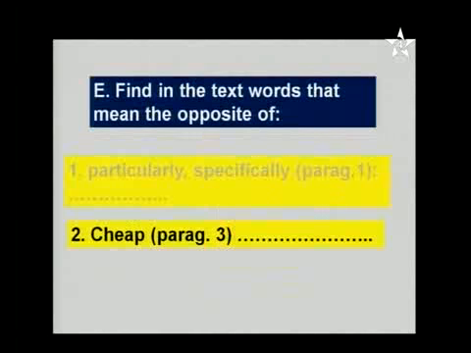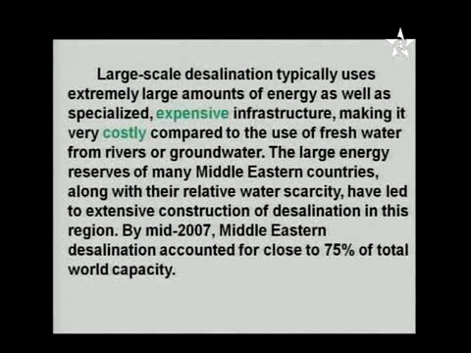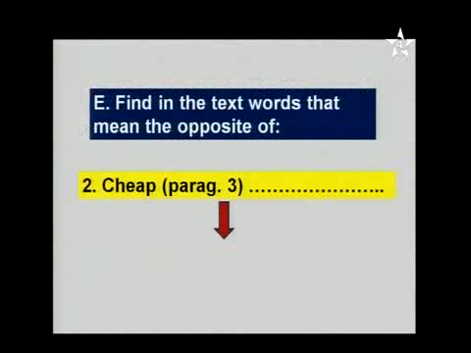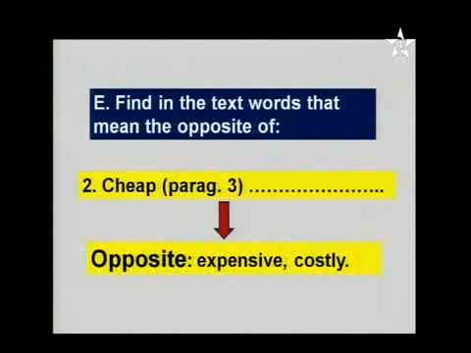Next item, cheap. Now what is the opposite of cheap in paragraph 3? Now let's go to paragraph 3. Please remember, this is a focused reading. Don't read the whole text. Just read the paragraph, at least the part of the paragraph which gives you the answer. You can see it there, expensive. Another opposite is costly. So the answer, cheap, paragraph 3. Opposite, expensive, costly. Right?